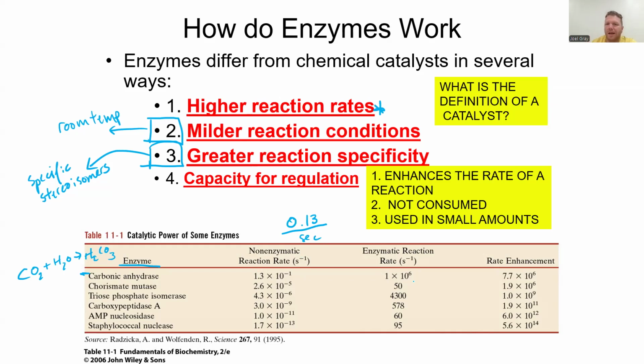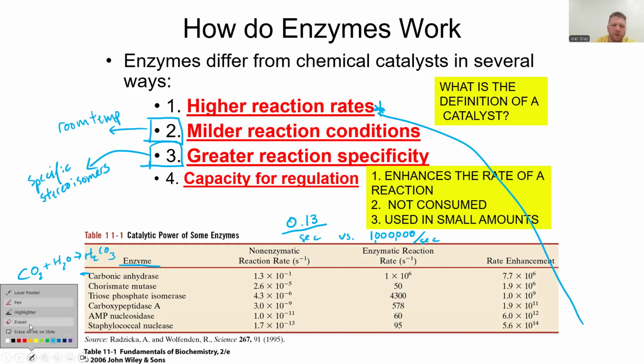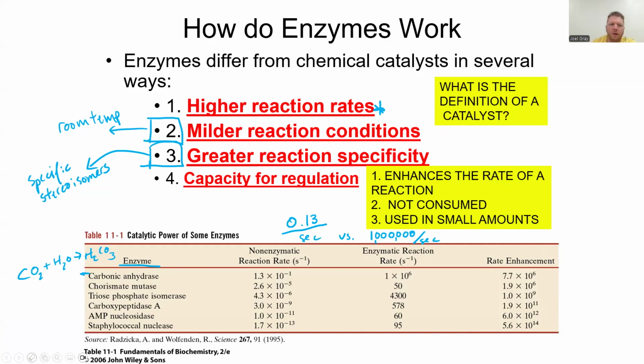Now in an enzyme catalyzed reaction, this is going to take place. That's 10 to the 6, so 1 followed by 6 zeros. That's going to be approximately 1,000,000 times per second. So your enzyme catalyzed reaction puts you at a considerable advantage. In addition to that, we have an even greater extreme.